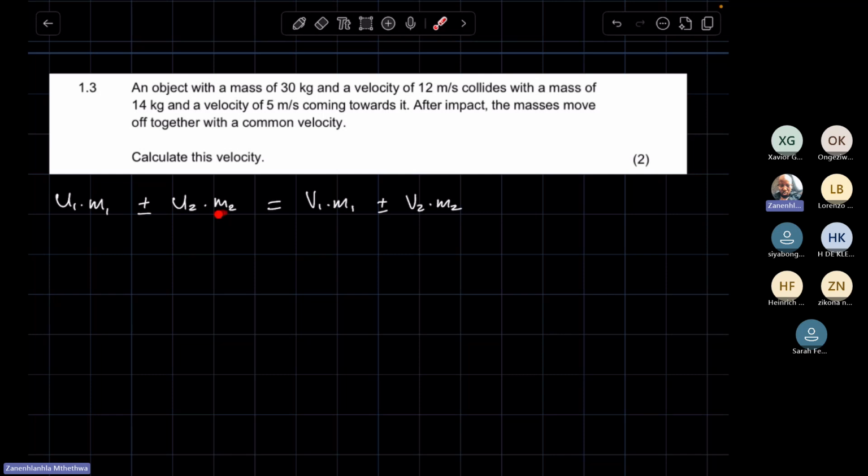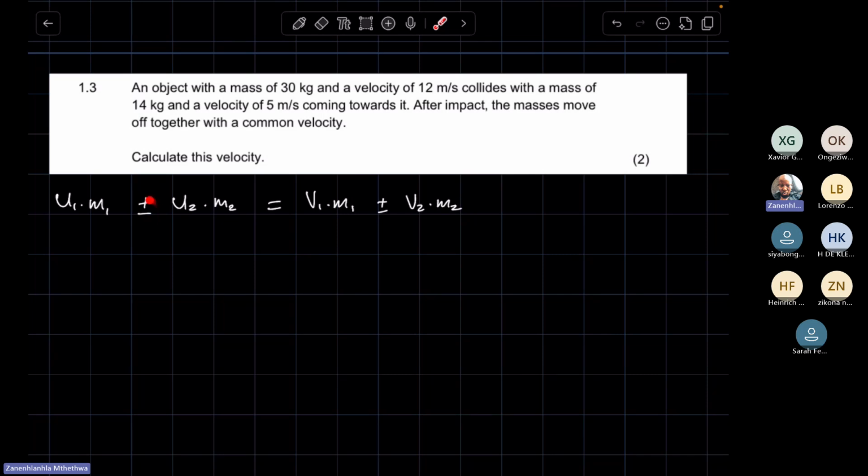Otherwise, you can just say plus, taking into consideration that we do consider direction. If this one is headed west, then obviously you would make this one negative. But I'm just saying that is where the plus or minus comes from. You don't necessarily have to write it as plus or minus, but that is where it comes from.